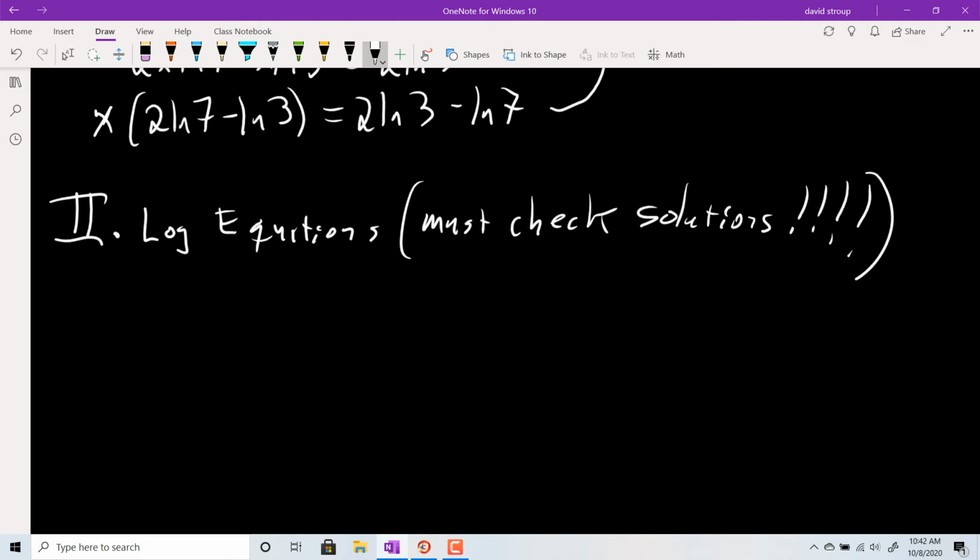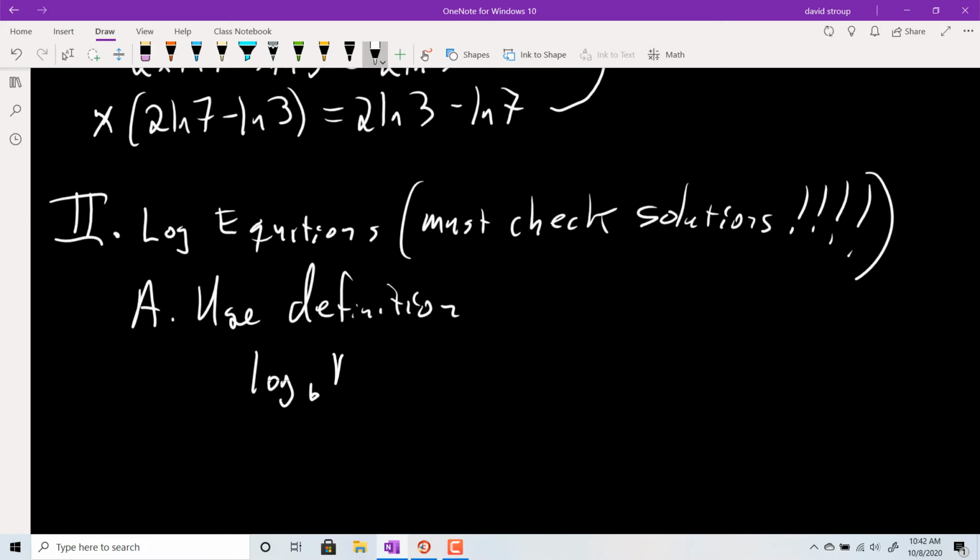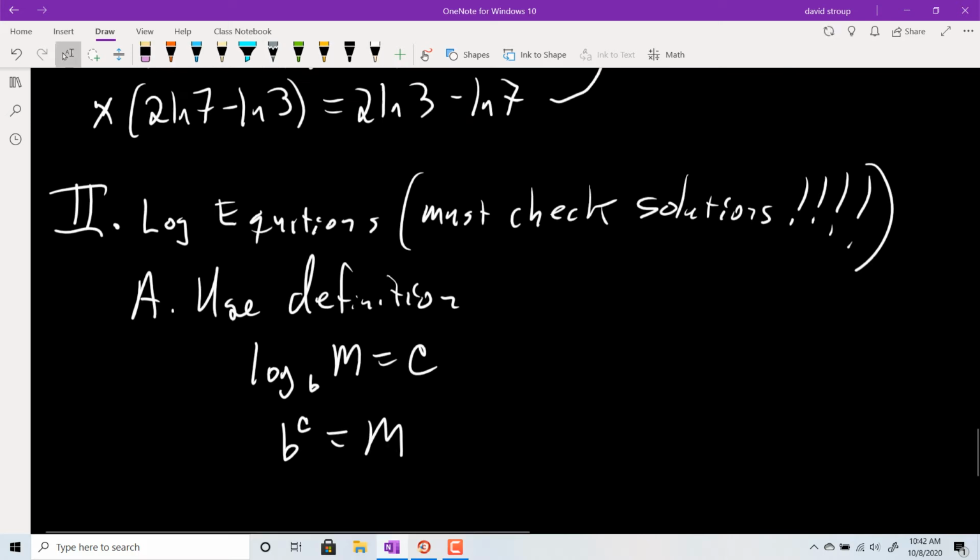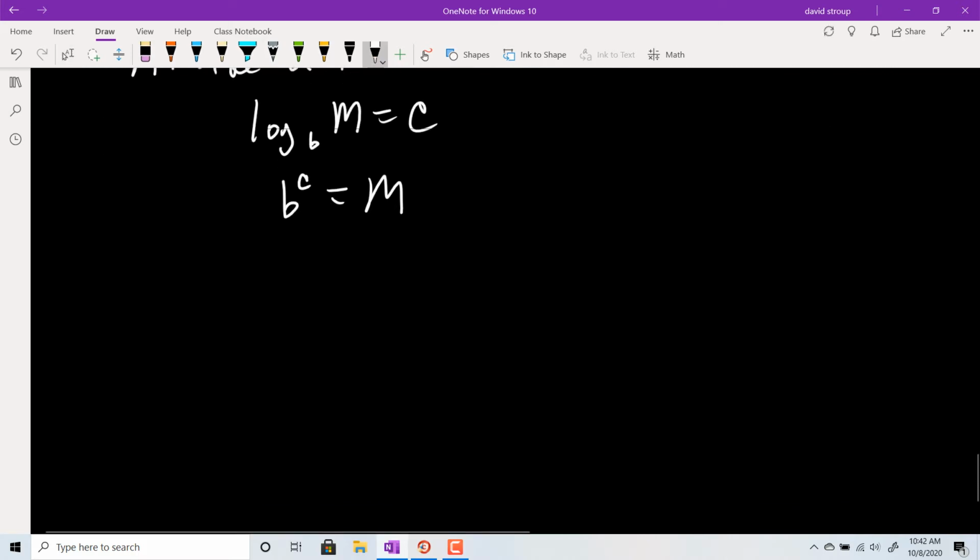Okay, so that makes these problems a little longer. Just like the rational equations, the radical equations, you got to go back and check them. All right, so the first way to solve these is to use the definition of the logarithms. And that just comes down to if you have log base b of m equaling c, then rewrite it as b to the c equals m. Okay, so let's take a look at some of those.